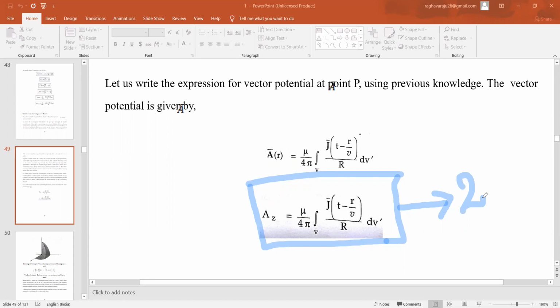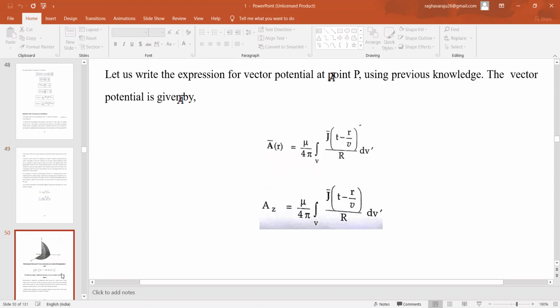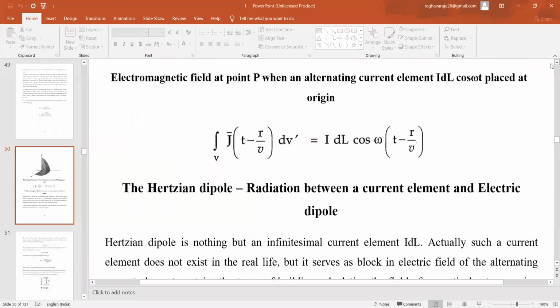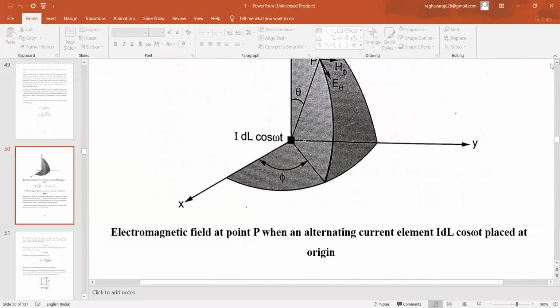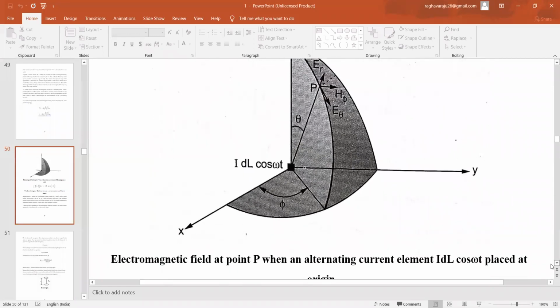These equations are very popularly used to estimate the vector potential at a point P. This vector potential can sometimes help you to calculate the undesired targets which may be available in this particular case. So this is the point.